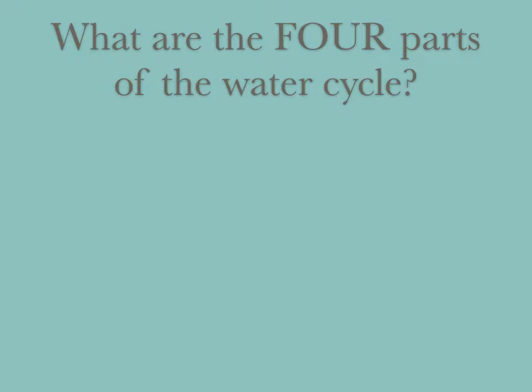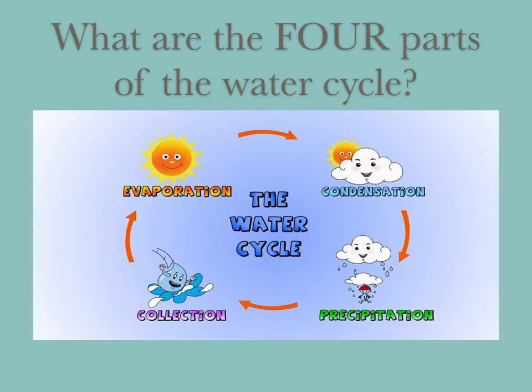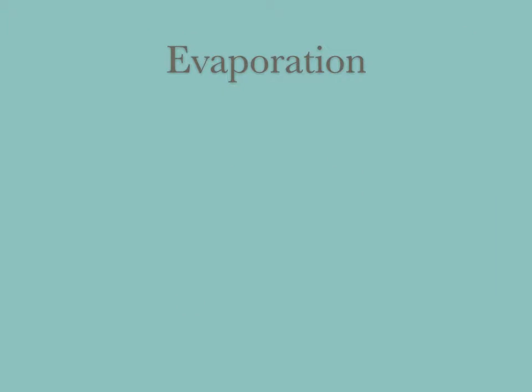What are the four parts of the water cycle? To find out, let's look back at the image from the first slide. The four parts we can see are evaporation, condensation, precipitation, and collection. Let's take a closer look at what all of this means.